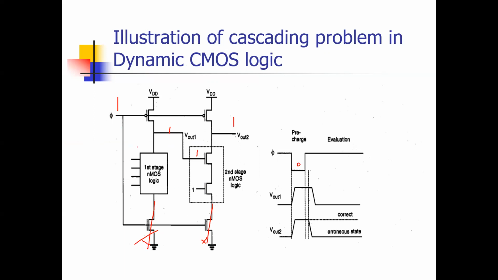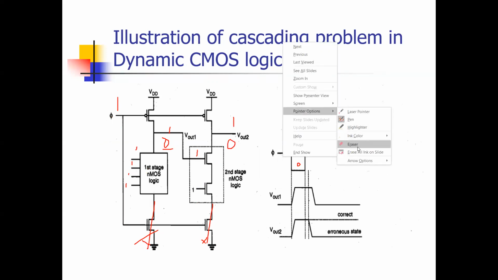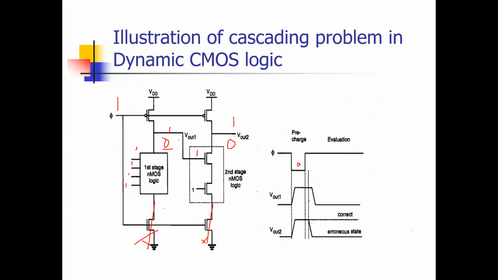Now, suppose in the first stage all the inputs are 1, then ideally it will be 0, but for making it 0, it takes some time. So for the second stage, rather than 0, it will take the previous 1, and as per 1, it will show 0. But what is the actual logic? When phi is 1 and all these inputs are 1, it should be 0. If 0 is here, the path will be broken, so the output should be 1 only. The correct logic is 1, but erroneously it shows 0, because it will not wait for the first stage to change.